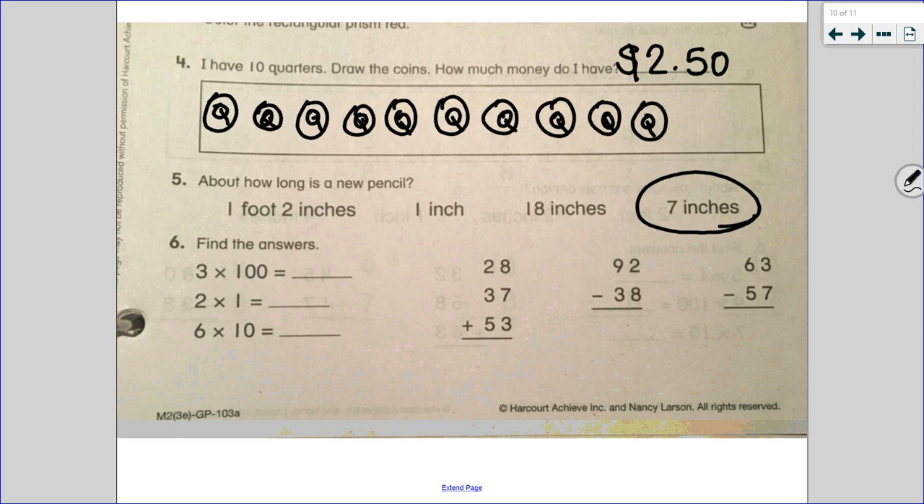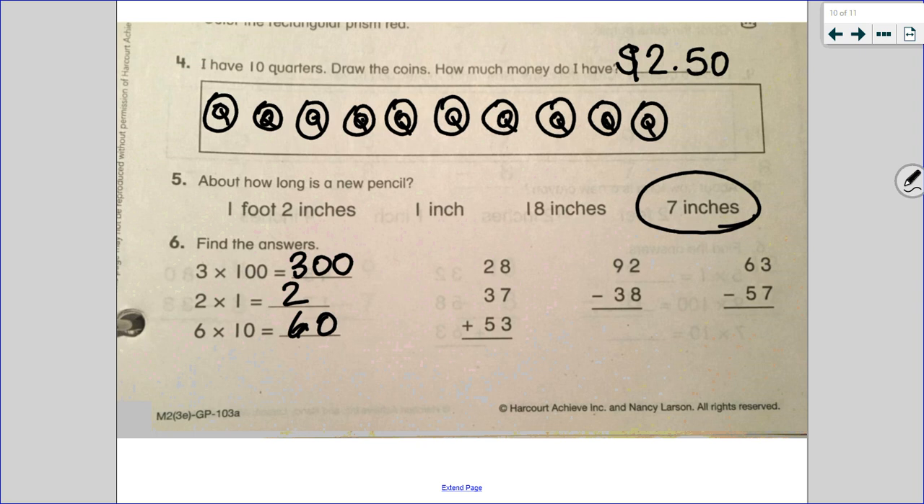Yeah, I think that is a good estimate for about how long a new pencil would be. Good job. All right, well, we got some multiplication. 3 times 100, everybody. 300. 2 times 1, 2. 6 times 10, 60. I love multiplication. Love it, love it, love it.